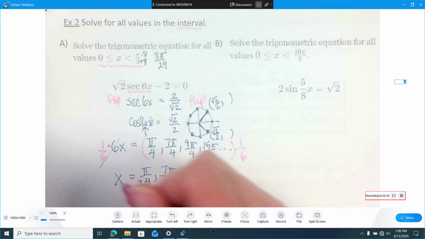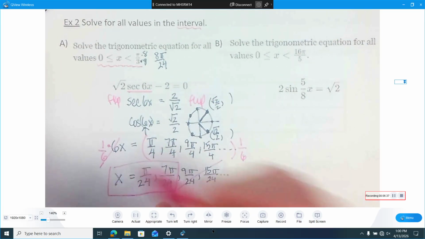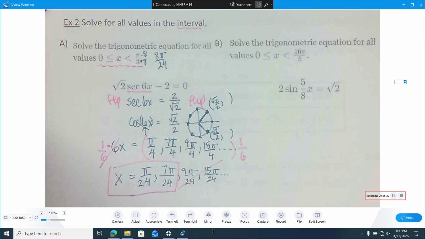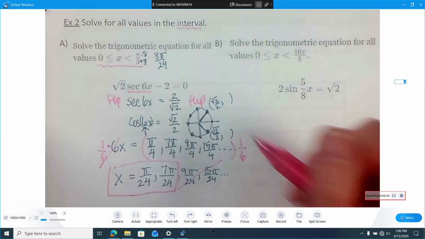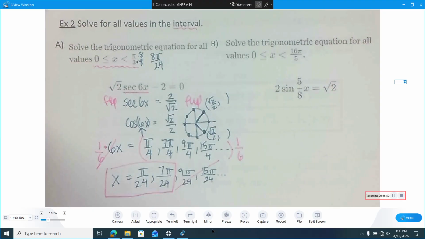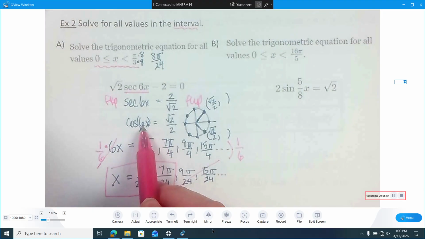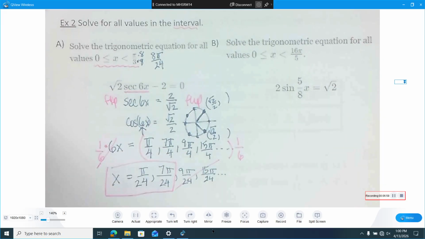And so these are the only 2 answers I needed because Delta Math is super nice. In any other trig course I've done, you had to give all of them. So you guys are lucky. But it's a good idea to understand that you might need more answers because we're going many times around that unit circle. This is 6 times around the unit circle because of that 6 in front.